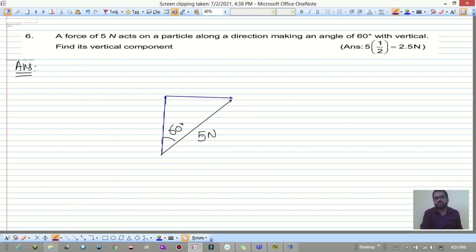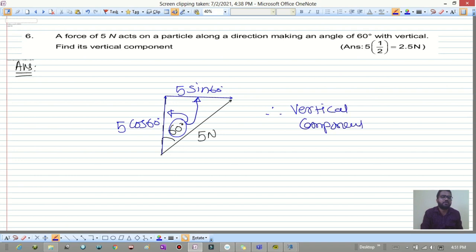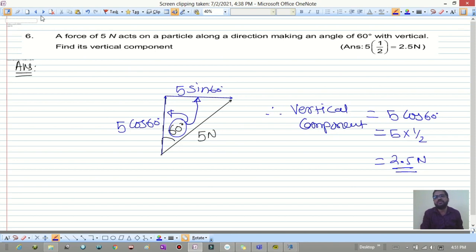So this 5's vertical component is 5 cos 60 degree and 5's horizontal component is 5 sin 60 degree. So do remember, angle's adjacent is cos, angle's opposite is sin. So over here, therefore we can write vertical component is equal to 5 cos 60 degree, which is equal to 5 into 1 by 2, and that is 2.5 Newton. So this is the vertical component which we have.